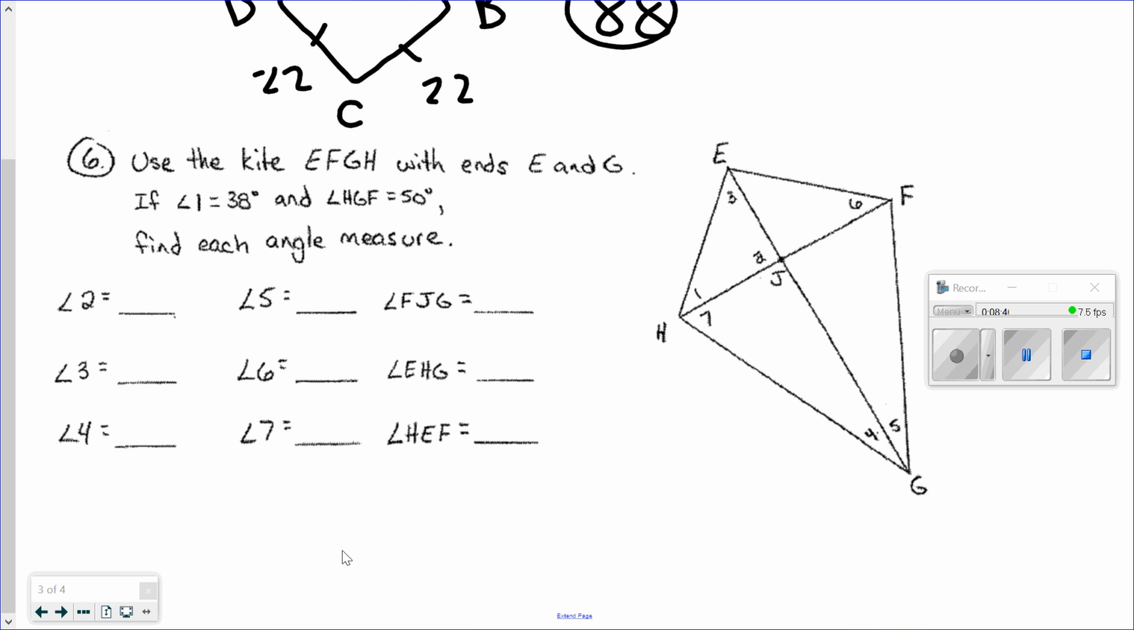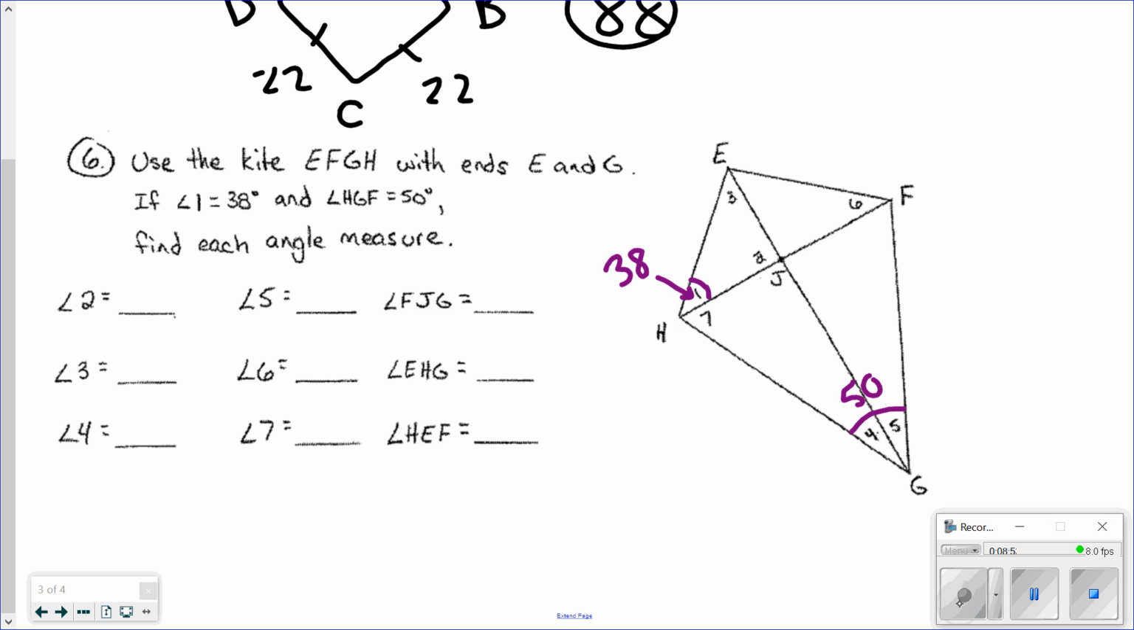Number 6, use the kite EFGH with diagonals EG and FH. If angle 1 is 38 and angle HGF is equal to 50, find the measures of each angle. So I just wrote in that angle 1 is 38 and angle HGF is 50. Let's look at angle 2. Angle 2 is the angle created with the two diagonals. We know that the diagonals of a kite are perpendicular, so angle 2 has to be 90 degrees.